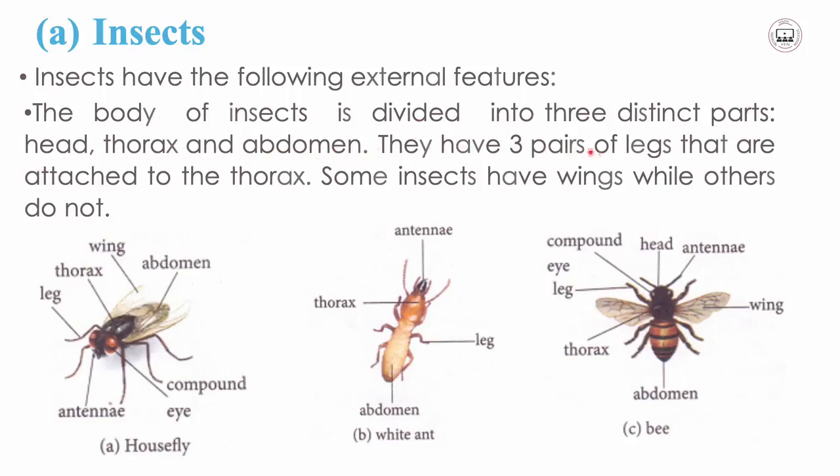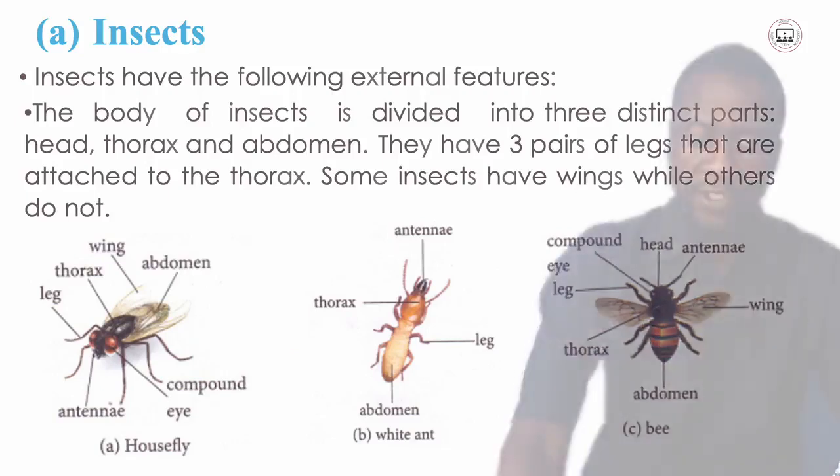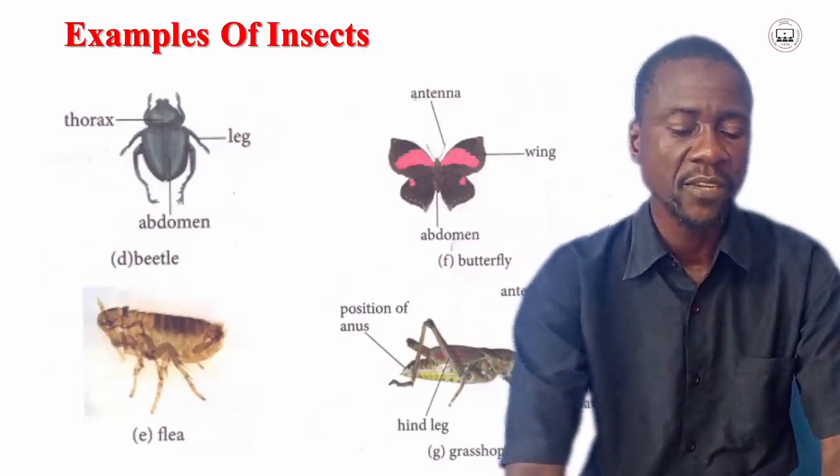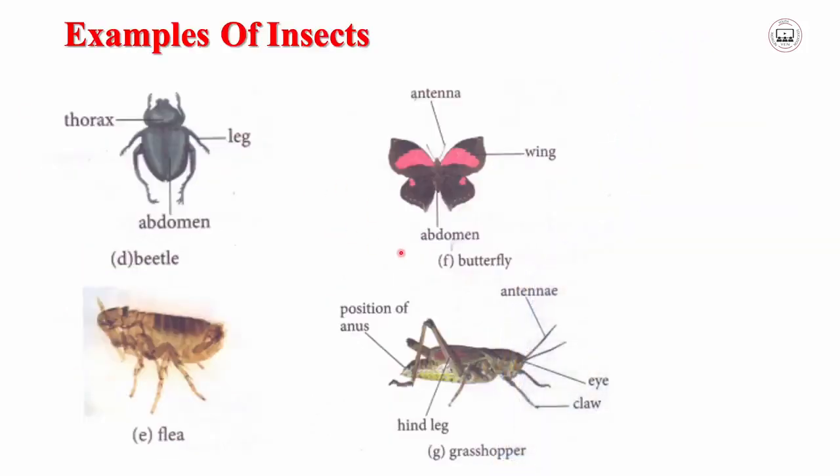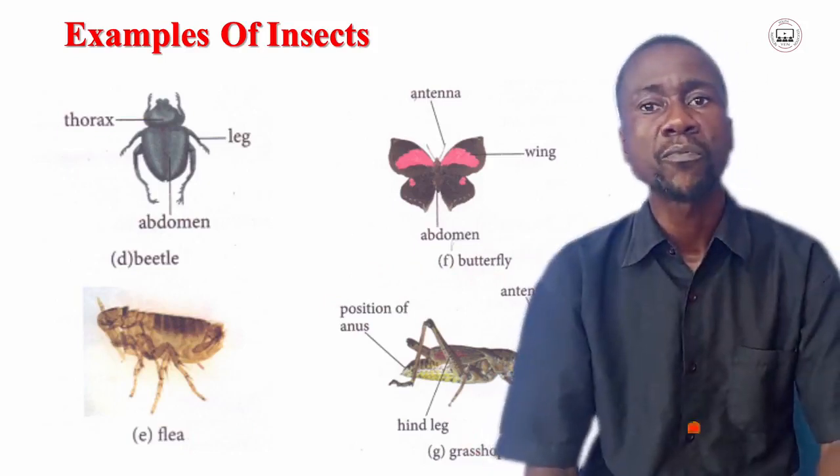And they have three pairs of legs that are attached to the thorax. Some insects have wings, while others do not. So this could be a very good example of some of the insects which you can study and master their parts. Other examples of insects include the beetles, the flea, the butterfly, and the grasshopper.